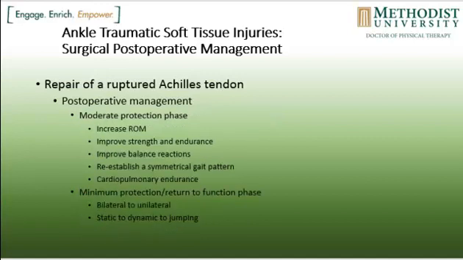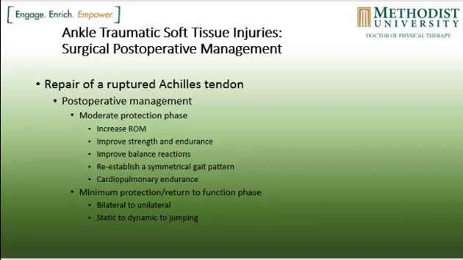For the moderate protection phase, the goal is to increase range of motion and begin to normalize it. Get strength and endurance normalized also, improve balance reactions, and improve proprioception. Reestablish a symmetrical and normal gait pattern, and continue to work on cardiopulmonary endurance.